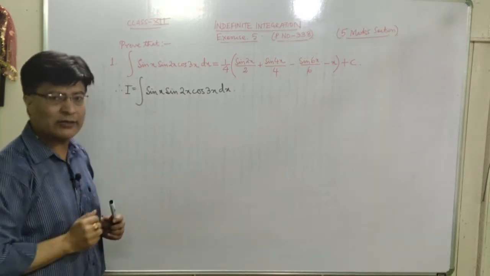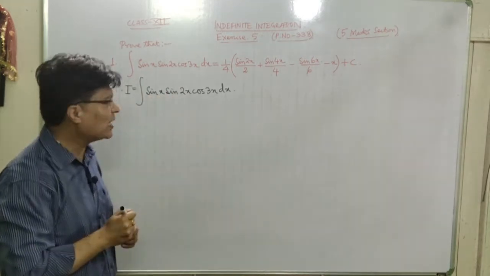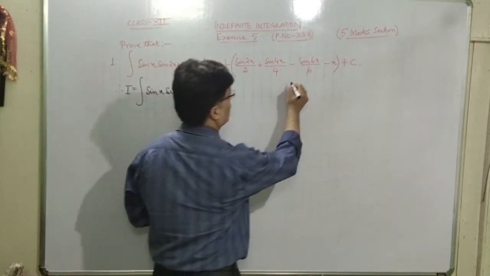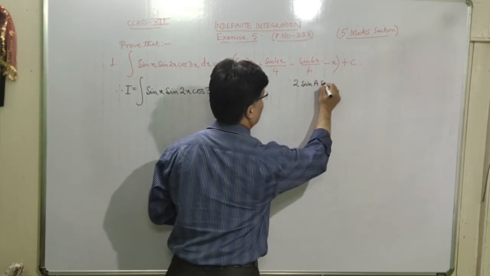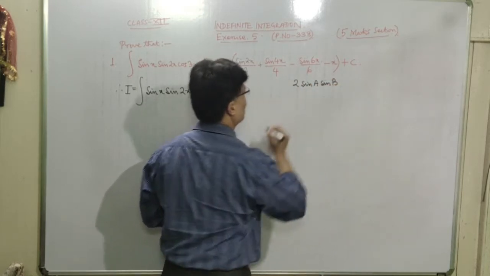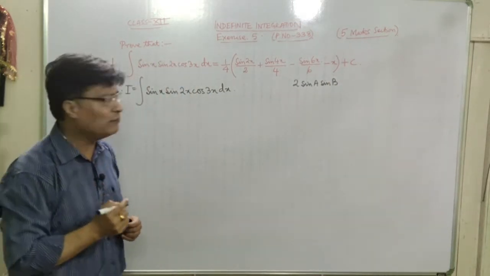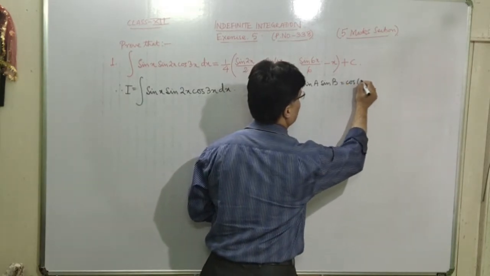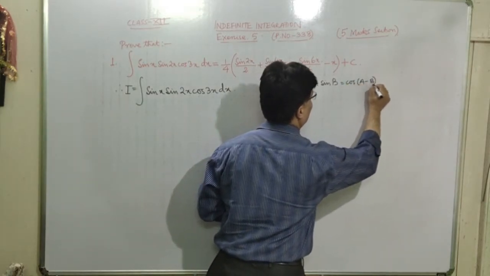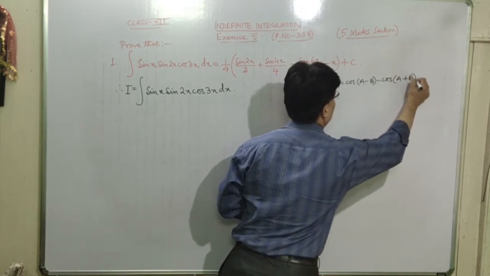So you have to write down the greater angle first, that is sin 2x sin x. So in this case which formula is used? You can use this formula, that is 2 sin a sin b. We can use 2 sin a sin b. So in this case a is greater than b. So what is the formula? The formula is cos of a minus b minus cos of a plus b.